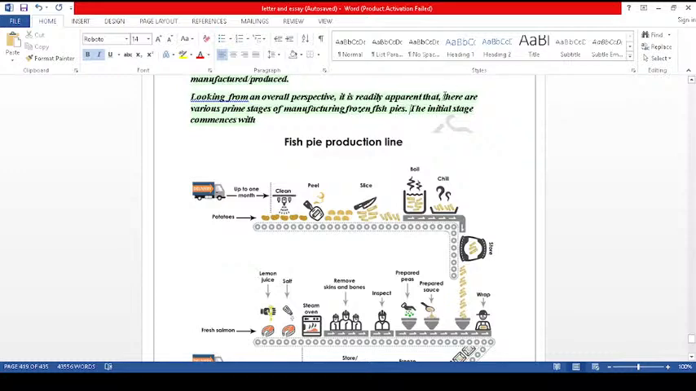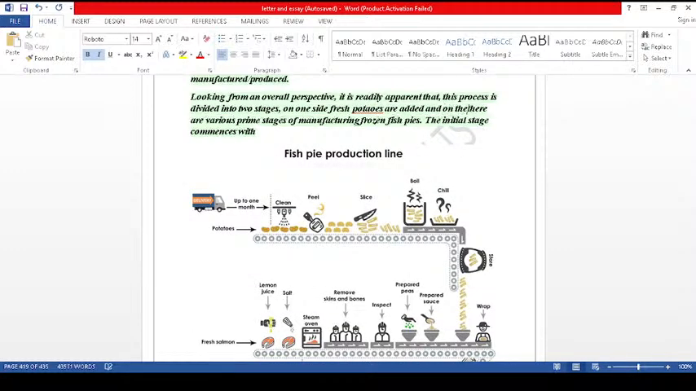Or you can simply say that this process is divided into two stages. On one side, fresh potatoes are added, and on the other side, fresh salmon is mixed. You can use the word "mix"; no need to use the word "added" again. So, fresh salmon is mixed. You can simply start like this.